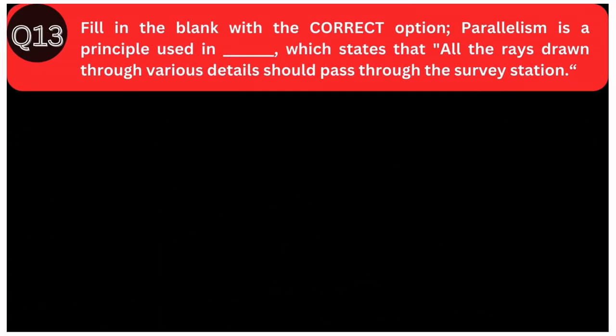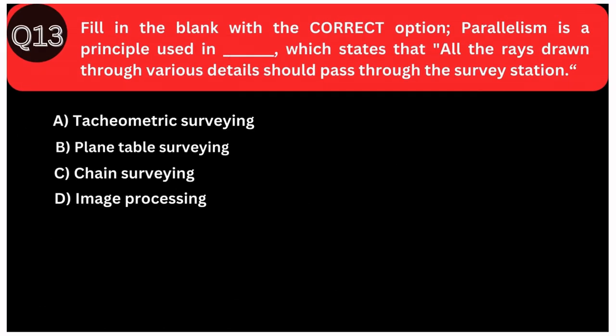Fill in the blank with the correct option. Parallelism is a principle used in which states that all the rays drawn through various details should pass through the survey station. Option A, tachyometric surveying. B, plane table surveying. C, chain surveying. D, image processing. Answer B, plane table surveying.